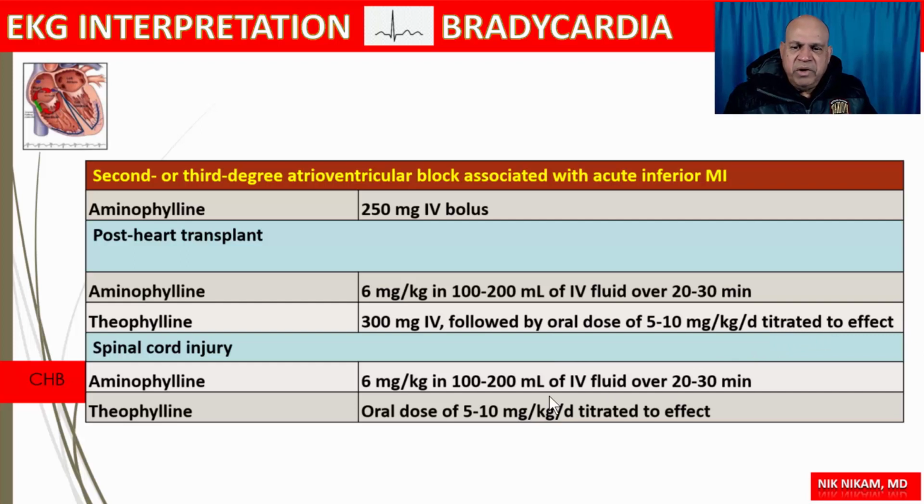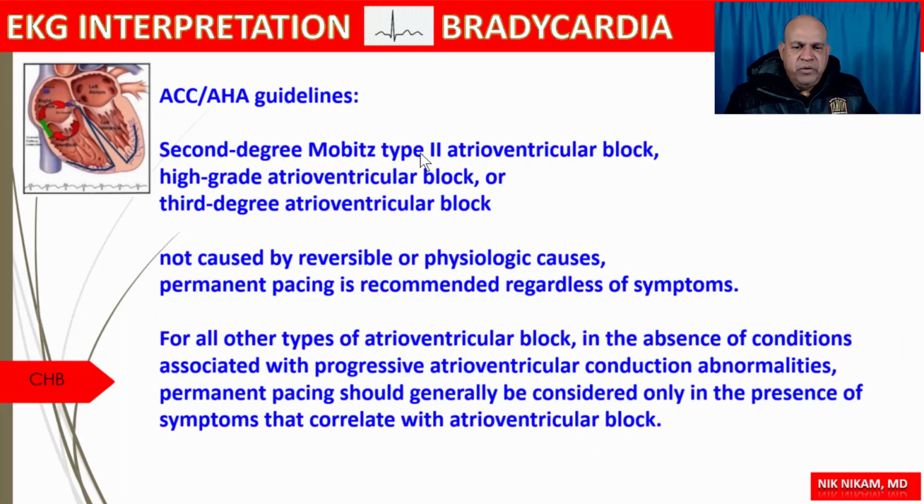But the most important treatment for atrioventricular block is going to be a pacemaker. This is just a temporary gap until we can get these patients a permanent pacemaker or a temporary pacemaker. Second degree Mobitz type 2 atrioventricular block, high grade atrioventricular block, or third degree atrioventricular block that is not caused by reversible or physiological causes like drugs, etc. These patients need a permanent pacemaker regardless of whether they have symptoms or not.